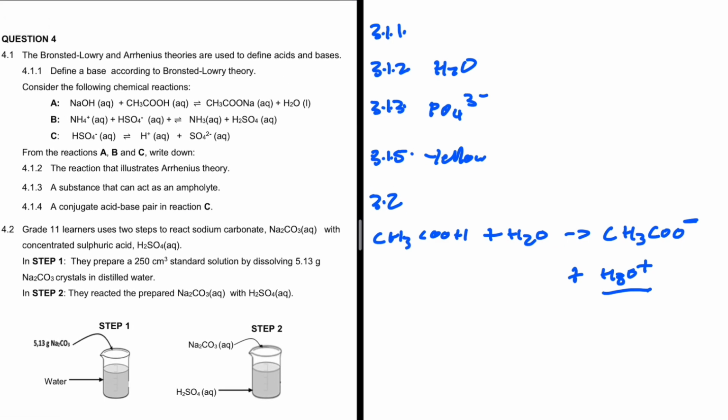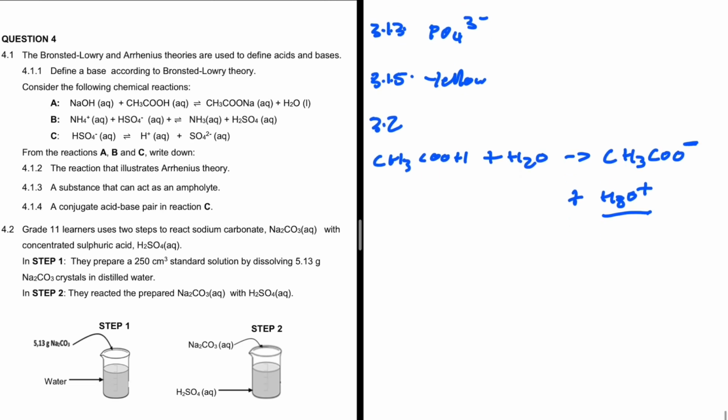Looks like things are starting to get a bit interesting here, but we are here for that. 4.1. The Bronsted-Lowry and Arrhenius theory are used to define acids and bases. We know that by now. And then 4.1.1. Define a base according to Bronsted-Lowry theory. Lowry-Bronsted is the easy one. So a base is a proton acceptor. Right. So that is 4.1.1. We shouldn't be getting that wrong. A base is a proton acceptor.